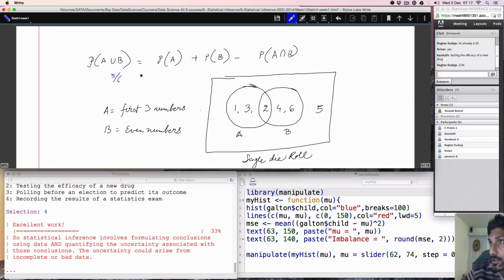5 by 6, okay? And this is equal to the probability of A, which is 3 by 6, plus the probability of B, another 3 by 6, all right? And what is the probability of A intersection B? There is only one value, 2, okay? That is one outcome, that is minus 1 by 6. Is this clear now? How we got it, right? So this is how you can get your probabilities, okay? Moving ahead.